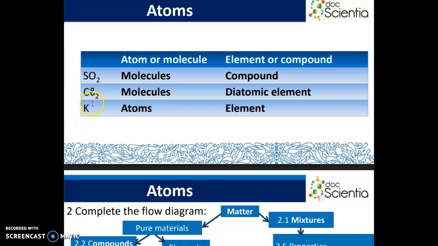Potassium, that's found in bananas. K. What is it, an atom or a molecule? It's an atom because it's an element. Is it an element or a compound? It's an element because it's found on the periodic table.